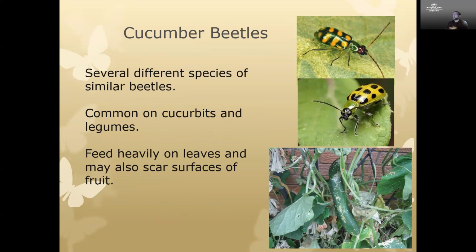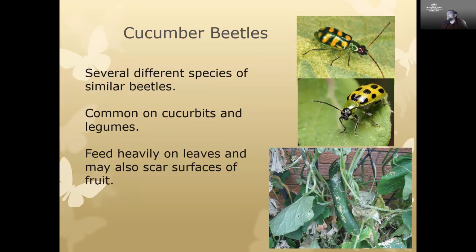Cucumber beetles, another common beetle insect that we find here in our gardens. There are several different species of cucumber beetles, included probably the most common, the spotted cucumber beetle, and you see that as the middle picture there. And then we have the banded cucumber beetle. A little bit less commonly encountered is the striped cucumber beetle. All behave very similarly and feed very similarly and should be managed fairly similarly.